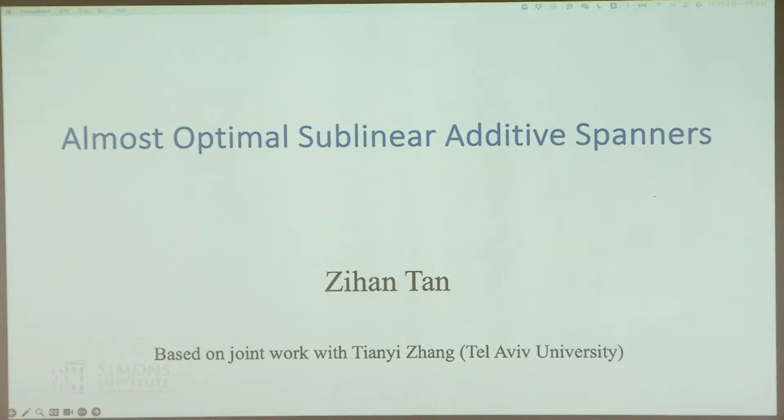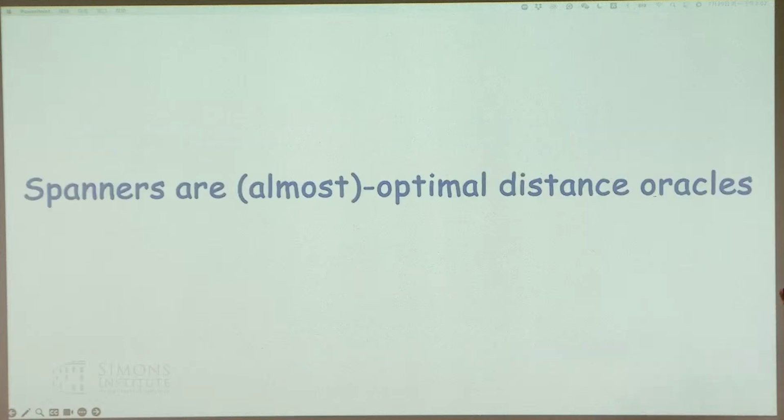The title is almost optimal sublinear additive spanners, but really the one-line message that I want to convey in this talk is: sublinear spanners are almost optimal distance oracles. Okay, so if you forget about everything, you can maybe take this sentence away.